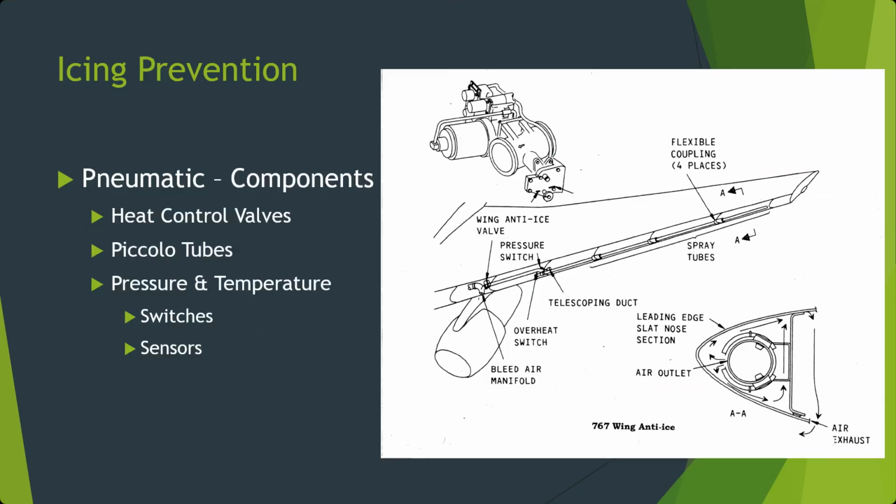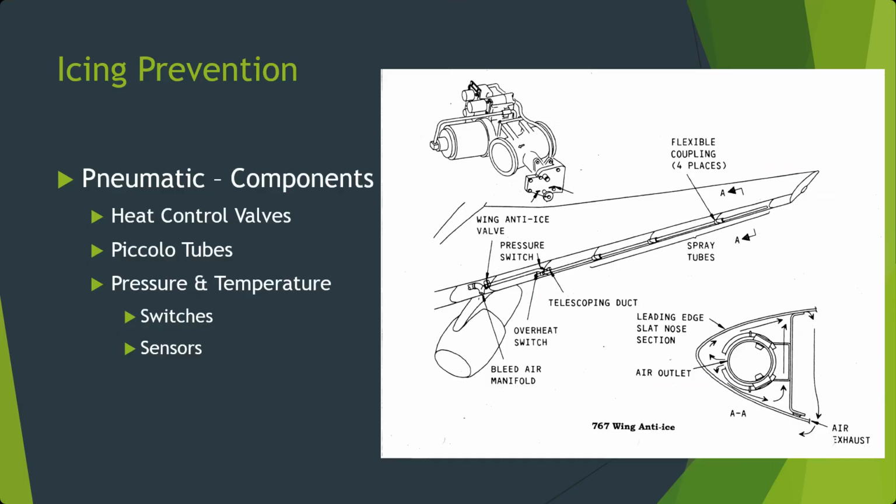This then has a few components. You've got heat control valves that are going to turn that air on and off, because again, it'll cycle just like the windows. The heat in these areas will cycle until the surface gets up to a certain set temperature, and then the airflow will be shut off for a period of time to allow it to cool and prevent overheating.